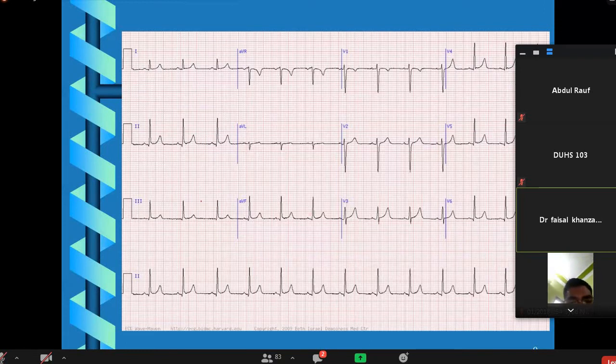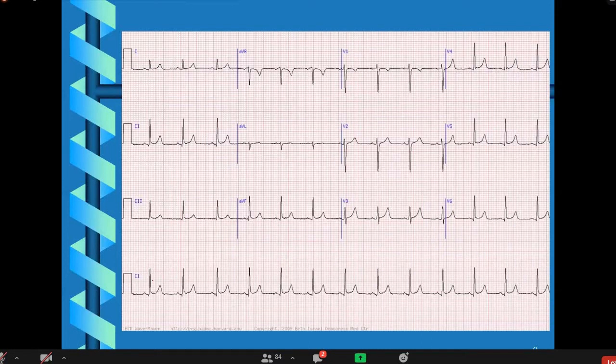How can we say it is normal? Remember 5 points: rate, rhythm, axis, then intervals, and then the injury pattern. If we talk about rate, we read the ECG like 300, 150, 100. I'm not going into the details, but this is how we calculate the rate between the RR. With 300, 150, 100, there are 3 boxes from here and 2 boxes from here, so it's almost 4 large boxes.